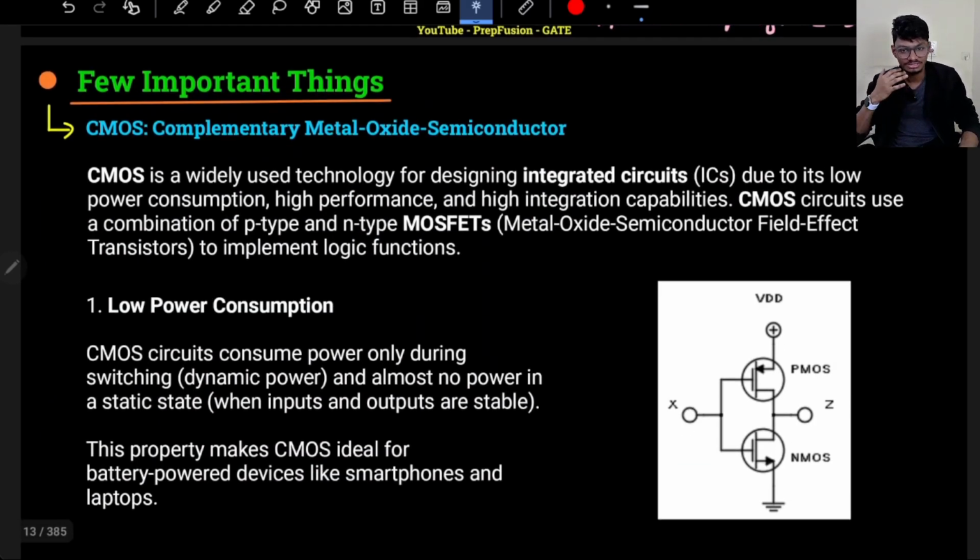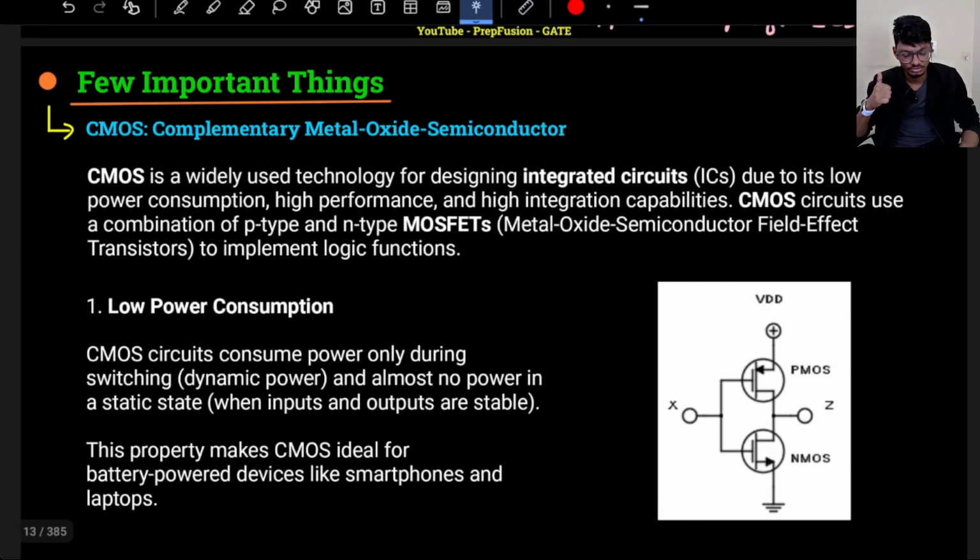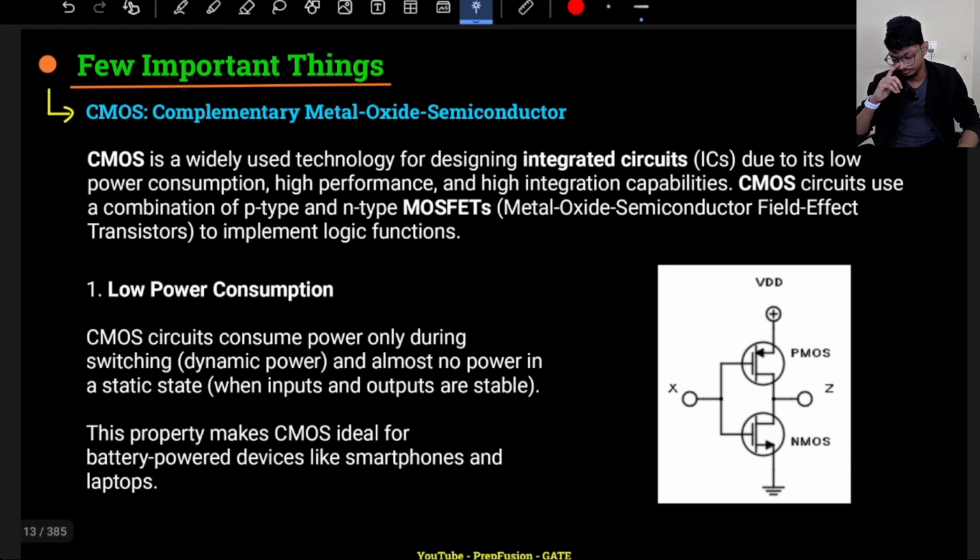Now I will discuss CMOS, complementary metal oxide semiconductor, okay. Because you already know about CMOS, because you have studied digital electronics from us. Why do we use CMOS? What is the reason for using CMOS? CMOS is a widely used technology for designing integrated circuits, also known as ICs, due to its low power consumption, high performance, and high integration capabilities. It can be integrated with other circuits, okay.